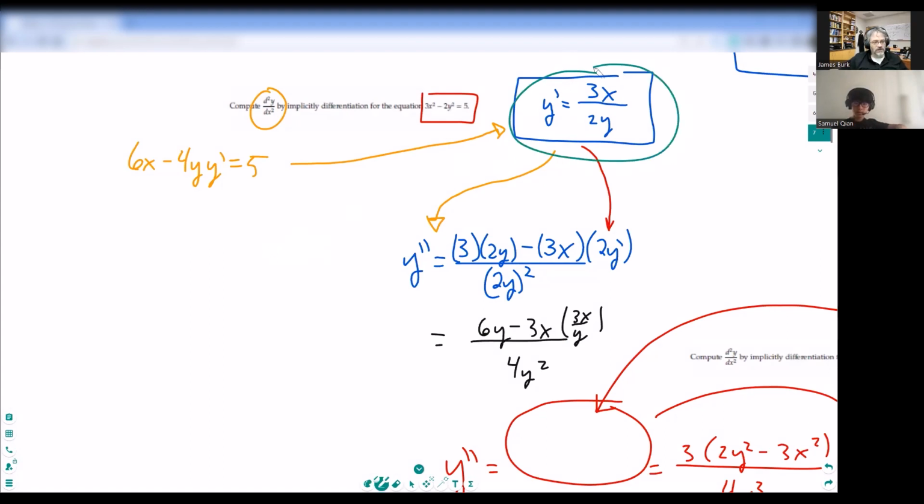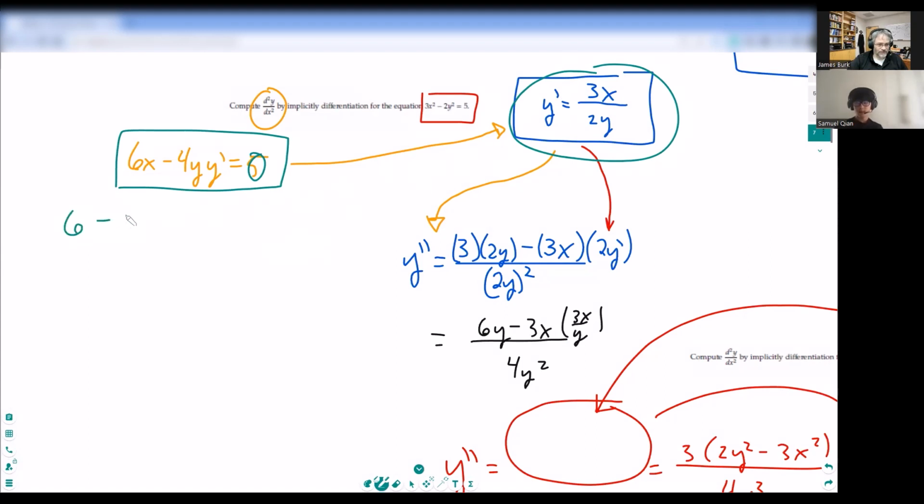Because Samuel, what if I couldn't solve for y prime? What would I do then? It's like up here, how am I going to solve for y to find the first derivative? Well, I can't. So what am I going to do then? I don't necessarily have to solve for y prime. I could just go ahead and take the derivative again, could I not?